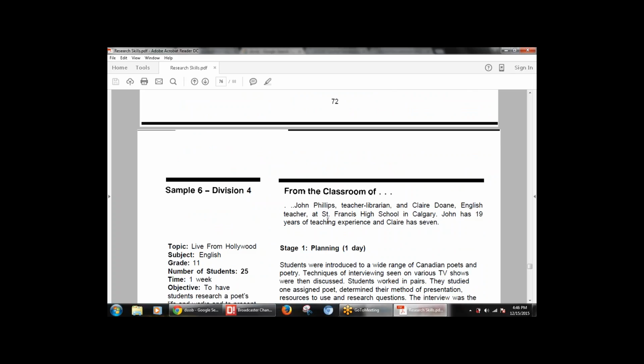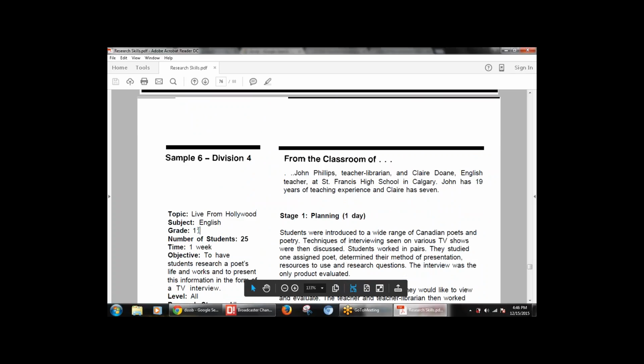Then this is sample number 6, division number 4, from the classroom of John Phillips, the teacher librarian, and Claire Dawn, the English teacher, who has 19 years of teaching experience. The topic is Live from Hollywood, and the subject is English. Grade is 11, number of students is 25, time is 1 week.